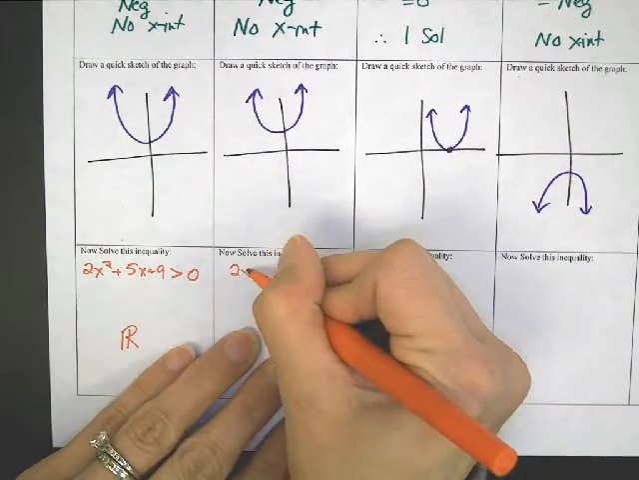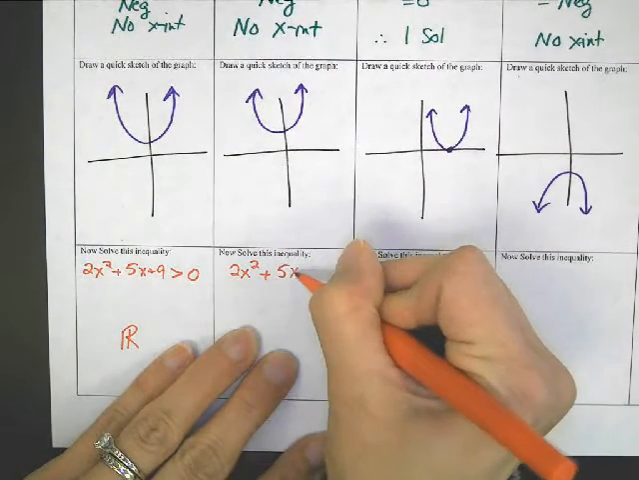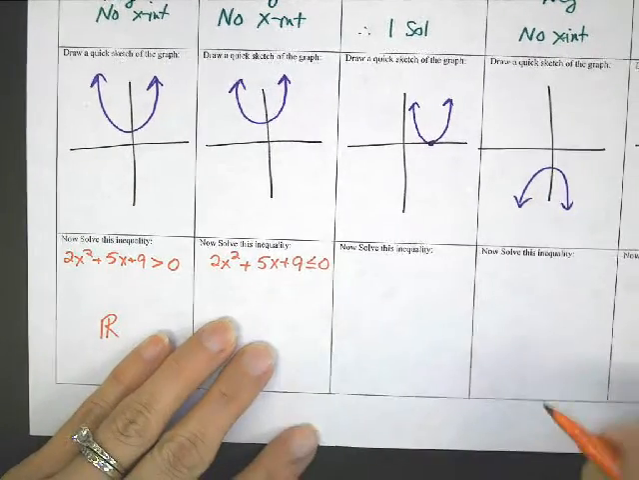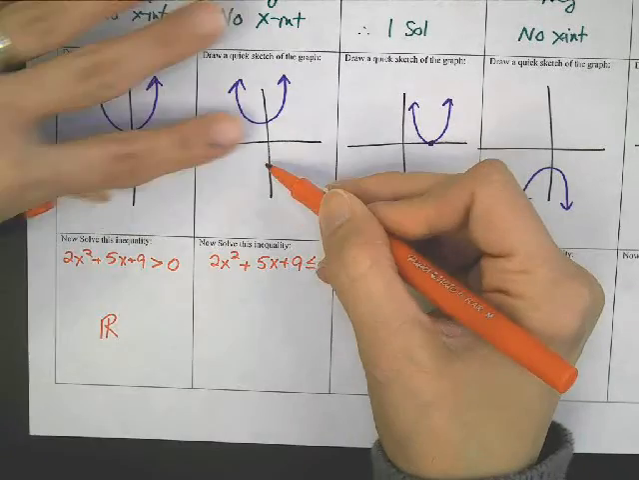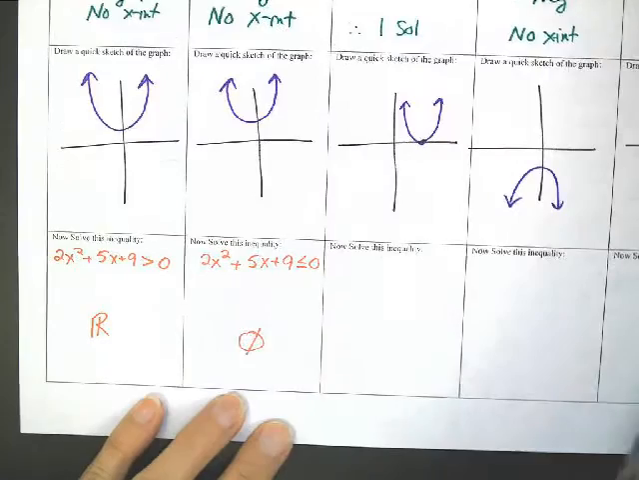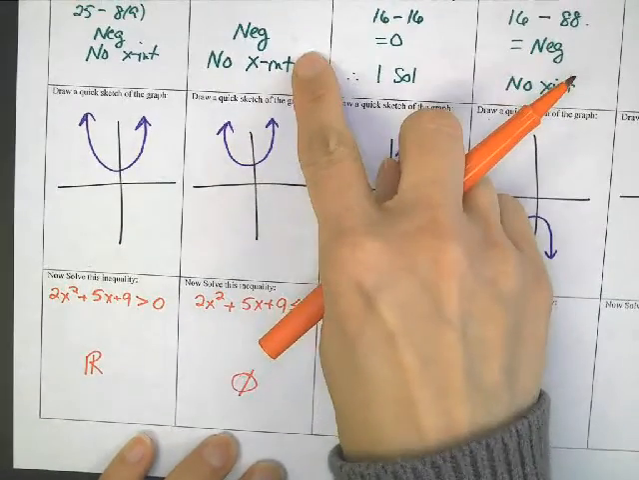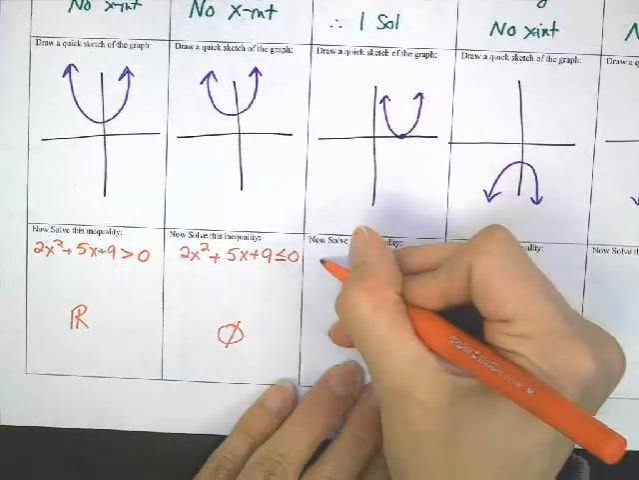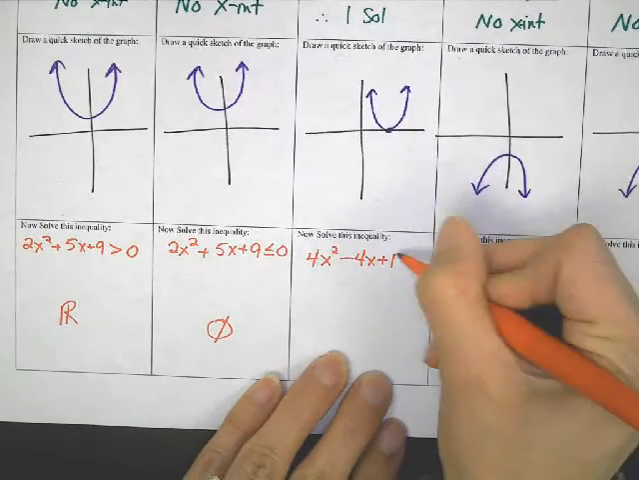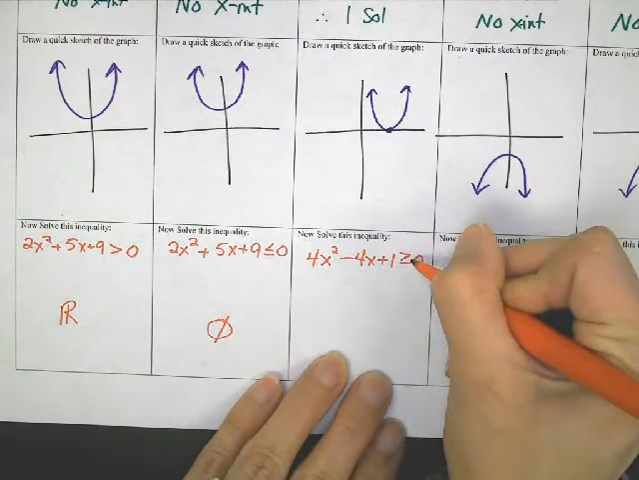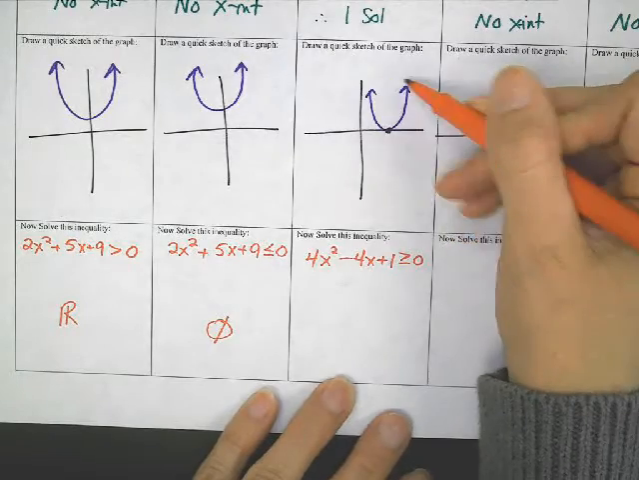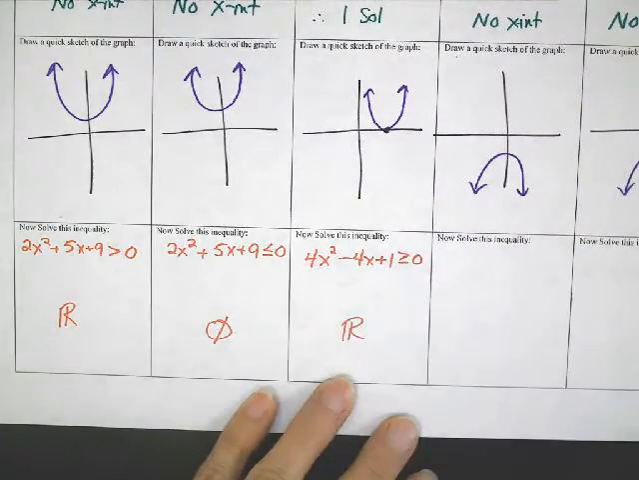Now, what if it was the same problem, 2x squared plus 5x plus 9, but it said less than or equal to 0? Where's this parabola less than 0? Nowhere. Then you would say no solution. Okay, you can't say no solution with the discriminant. You got to look at that cute picture. What if this parabola, 4x squared minus 4x plus 1, said greater than or equal to 0? Where is he greater or equal to 0? Everywhere. That answer would be all reals.